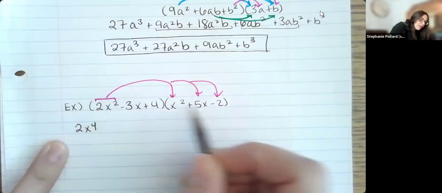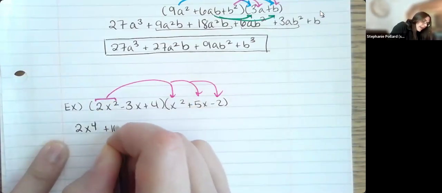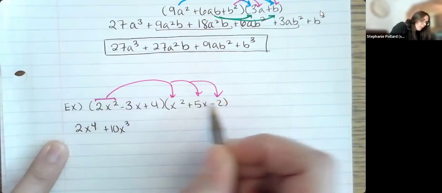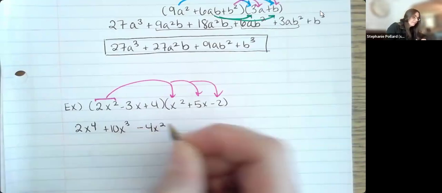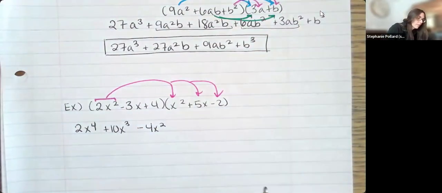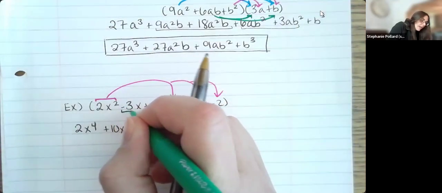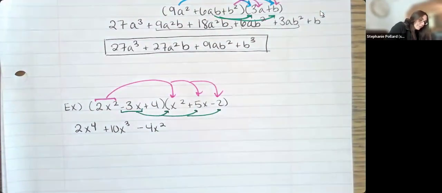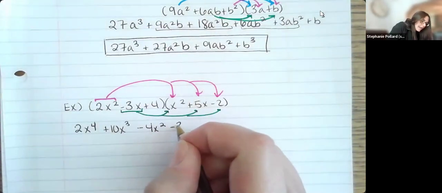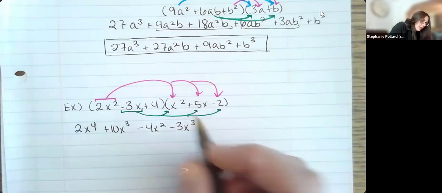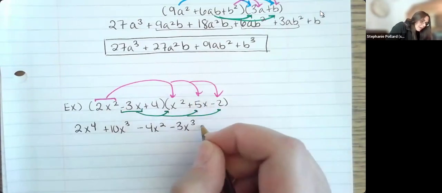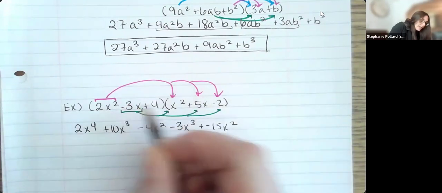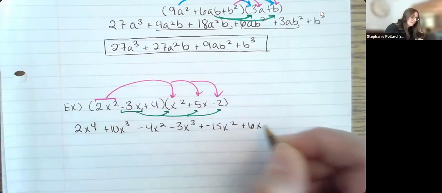2x squared times 5x would be 10x cubed. And then 2x squared times negative 2 would be negative 4x squared. Now moving on, I'm going to do the negative 3x, and again, to all three pieces in the next group. Negative 3x times x squared is negative 3x cubed. Negative 3x times 5x is going to be negative 15x squared. And then negative 3x times negative 2 is positive 6x.